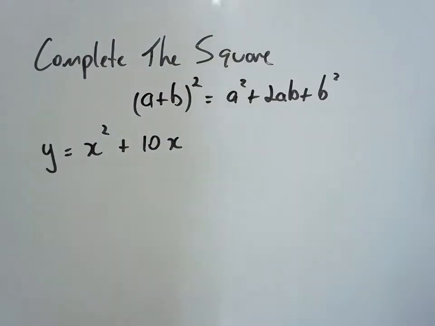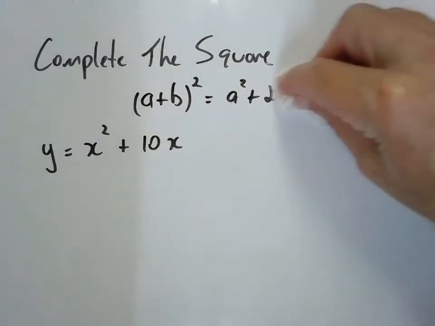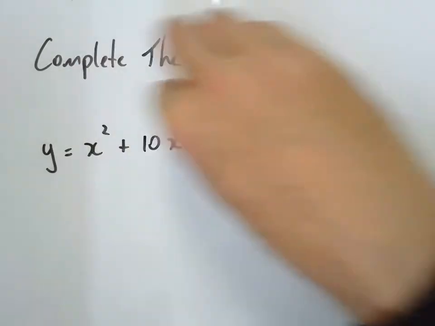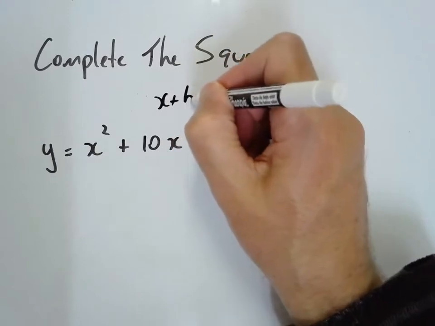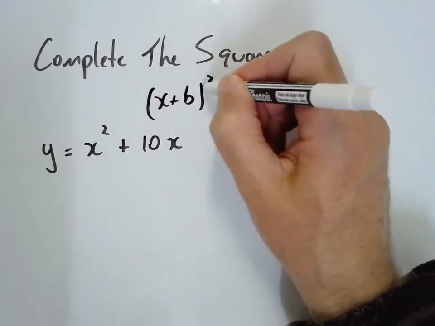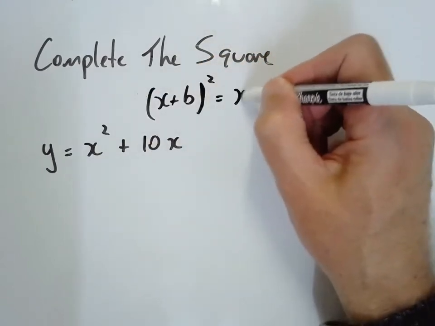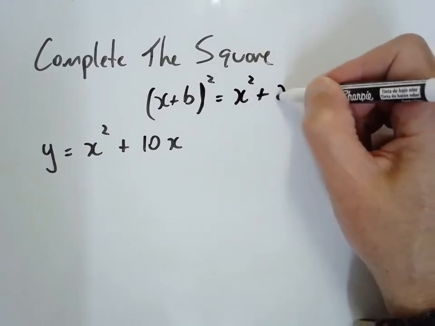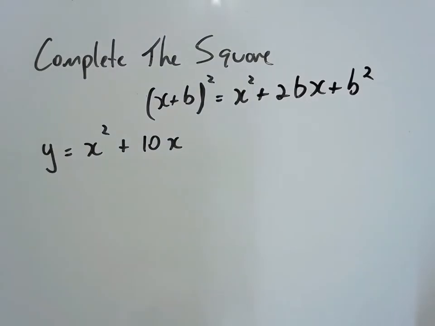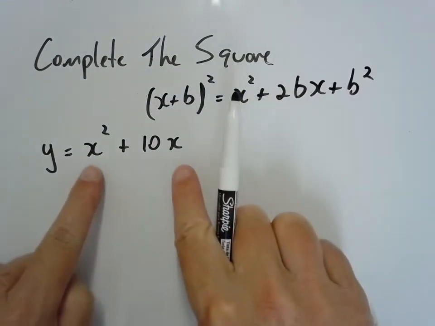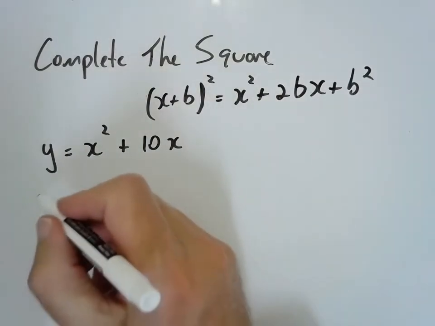Now, just so that we can make it look like we want it to look, instead of using a and b, which is what we used in grade 9, I'm going to whack an x in there. So x plus b squared, which will be x squared plus 2bx plus b squared. Okay, so we're going to have a little bit of fun with this.